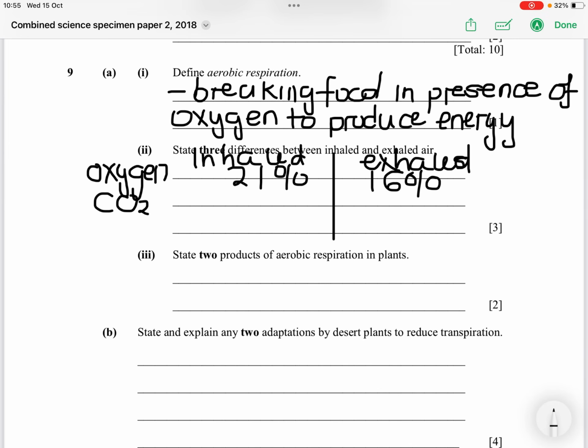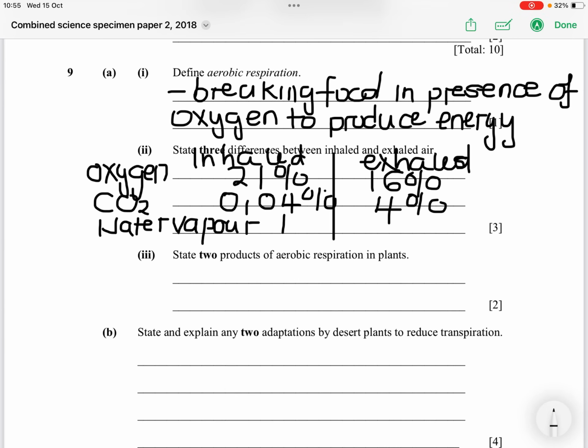We talk about the carbon dioxide concentration. Inhaled, it has 0.04%, whilst the exhaled air is going to have 4% carbon dioxide. We talk about the water vapor. So the water vapor in inhaled air is lower, and then in exhaled air, it is higher. So this is what is expected when you are giving the differences between inhaled and exhaled air.